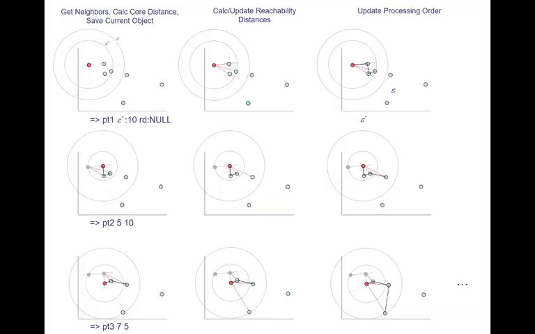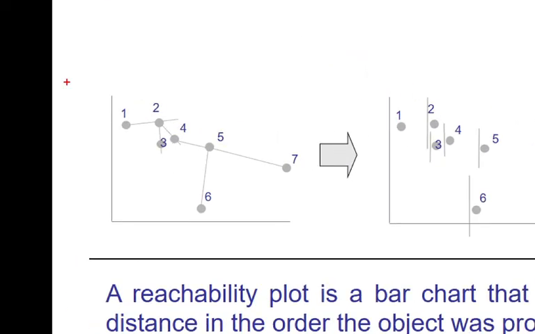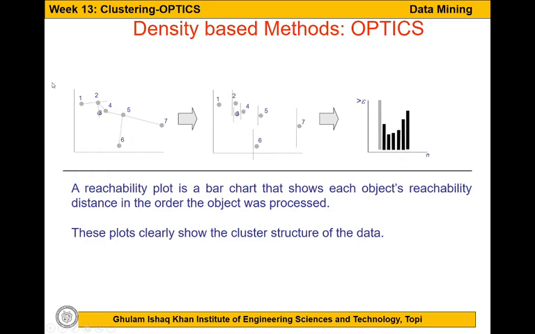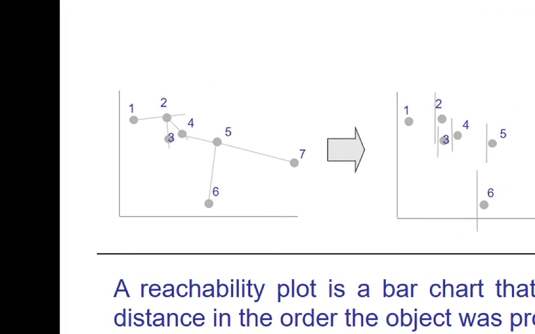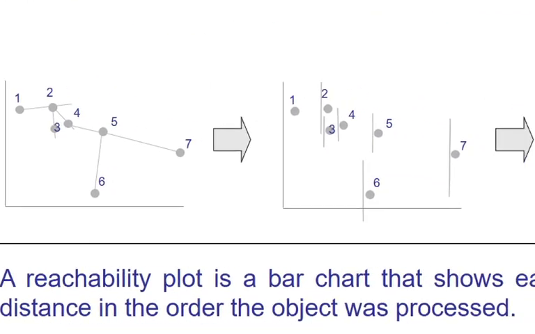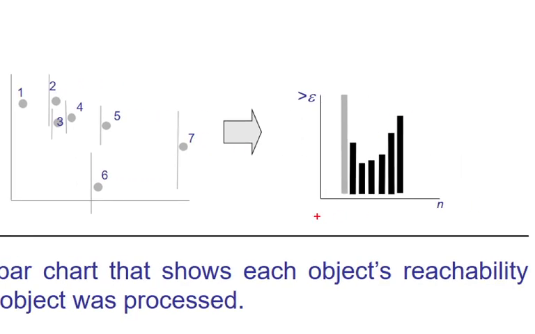If we see here, that was a better example. Here we process this point first, so we label it 1. We process this point second, so we label it 2, and then this point was processed, so it is labeled 3, and so on and so forth. So it follows the order in which the data points were processed.